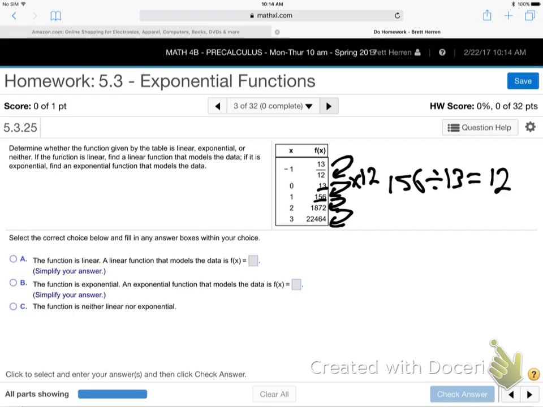Now, does that keep working? Does that work for all of them? If I go times 12 again, 156 times 12, is that 1872? Use your calculator, it'll say yes. Times 12, does that work again? Yes. How about the very first one? 13 twelfths times 12? Yeah, the 12s cancel, huh? And it's just 13. Yeah. They're multiplying by 12 every time. See how we figured that out? By dividing. Can you write the equation real quick then?